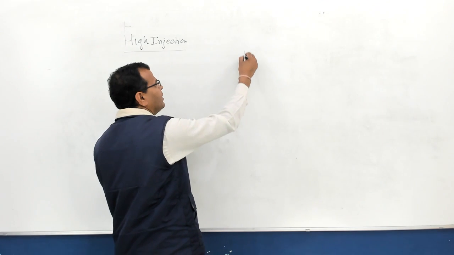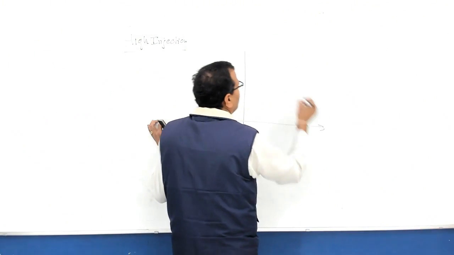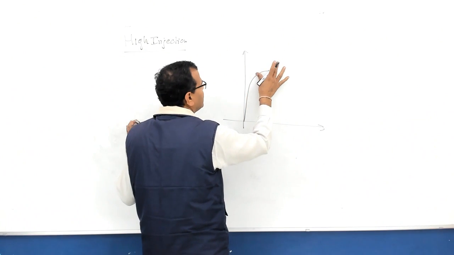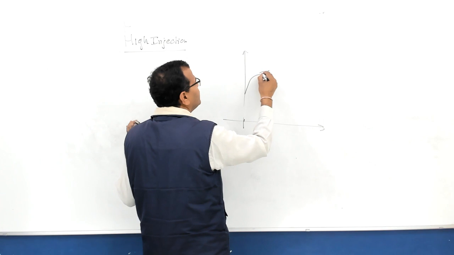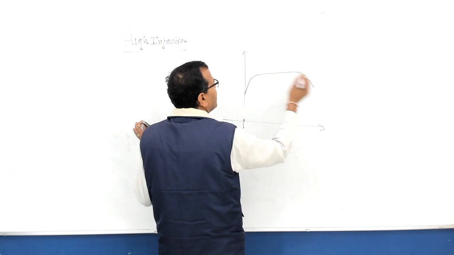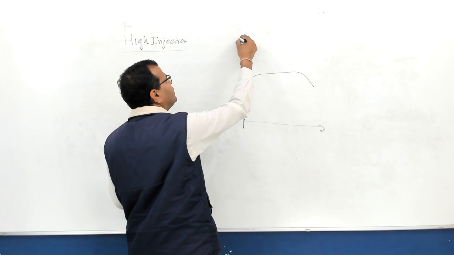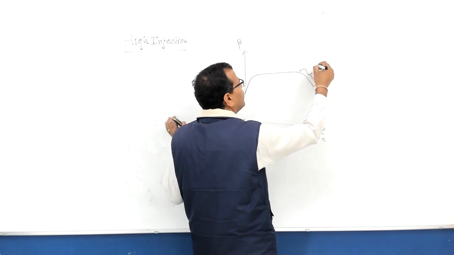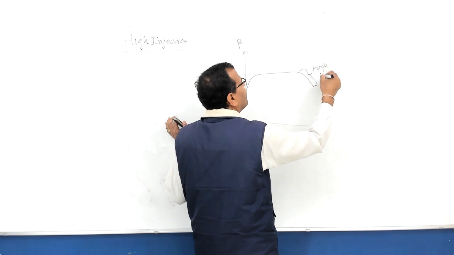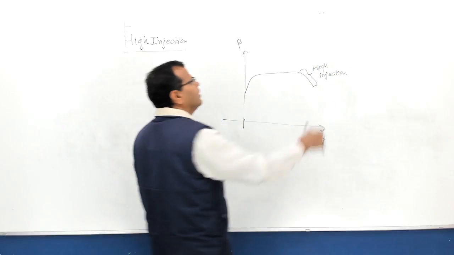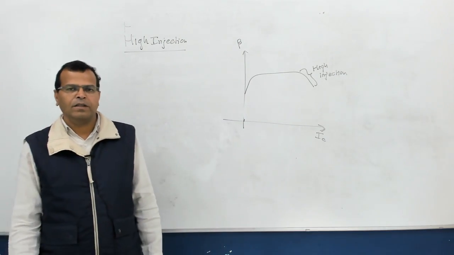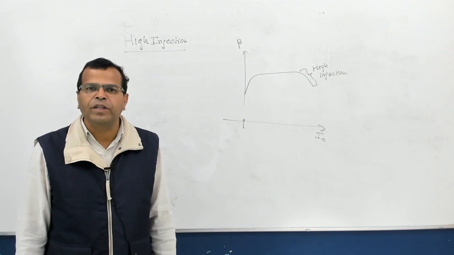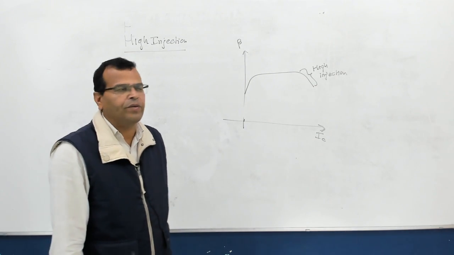Another important point here is that because of that there is variation in beta. Initially beta increases, then remains constant and again decreases. This is beta, this is collector current, and at high collector current this is because of high injection. The beta decreases because of high injection at high values of collector current. That is what I wanted to tell. Beta is not constant. Beta changes with collector current. Initially it increases, becomes almost constant, and then decreases.